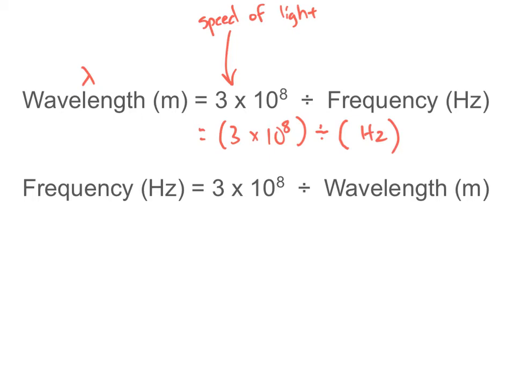Okay, for frequency, which is nu, you're going to type in parentheses 3 times 10 to the 8th, in parentheses, the divide sign, and then the wavelength that will be in meters.